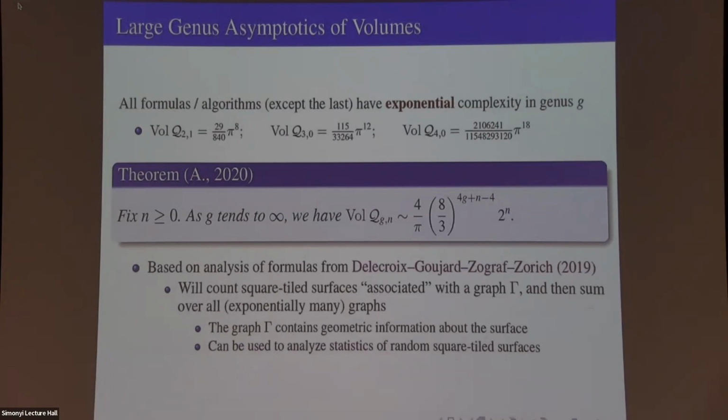N could be 0. N can be 0. So I view n as fixed. So think about it as like 5 or something like that, or 0 if you like, and then send G to infinity. Okay. So is it known that these coefficients are always going to be rational, or which one?